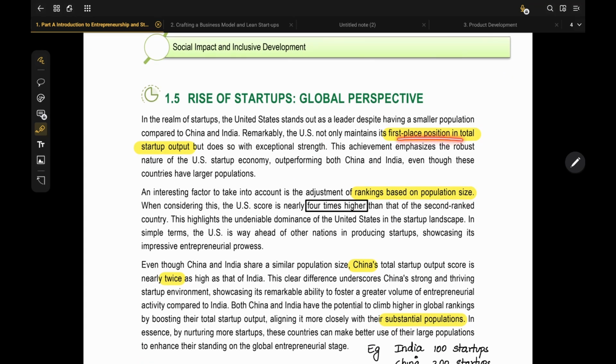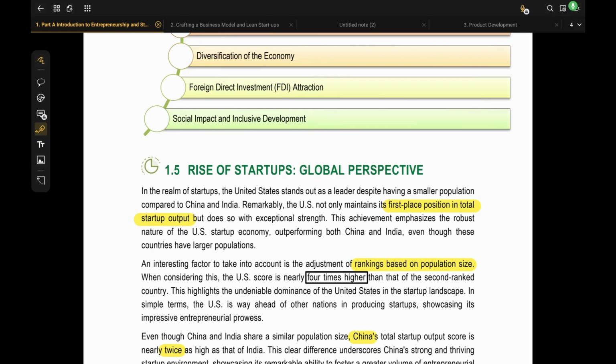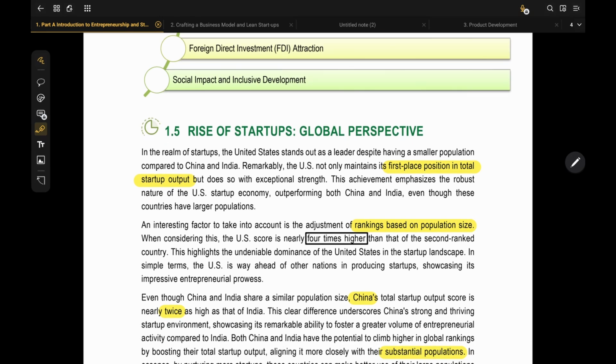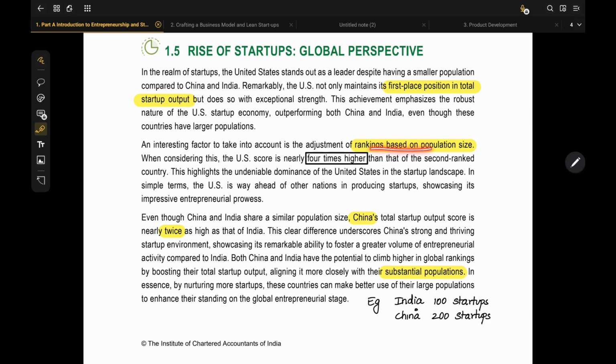And then the global perspective, the rise of startups. The United States of America is in first place in total startup output. The total number of startups in the United States of America is very high. It maintains first place at the global level, and the United States has a very small population when compared to India and China, but they are in first place. Where are India and China? The ranking is based on population size.